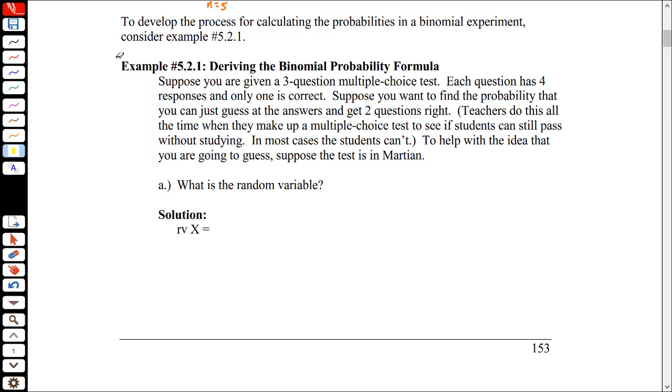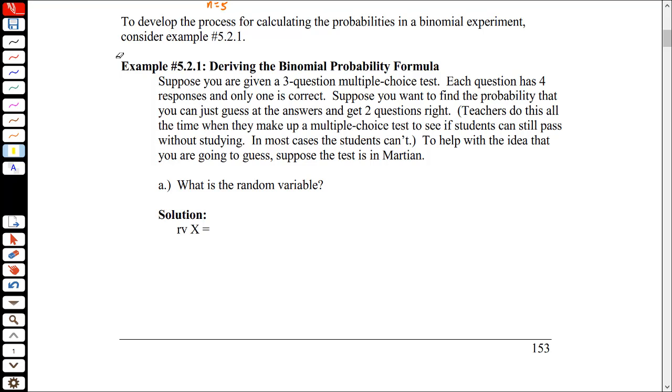Let's look at an example. Suppose I'm looking at a multiple choice test. There are 3 questions, and each question has 4 responses, only one of which is correct. And I want to find out the probability that we can just guess at the answers and get 2 questions right.